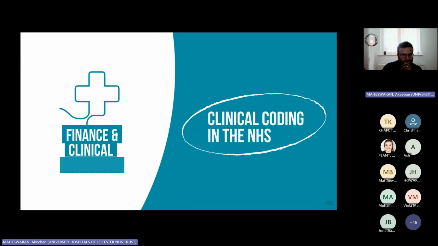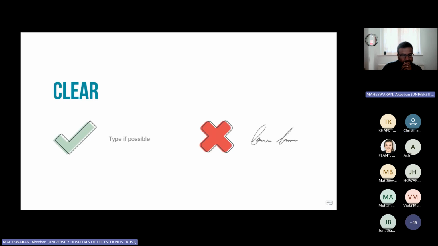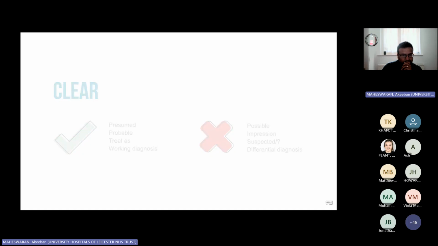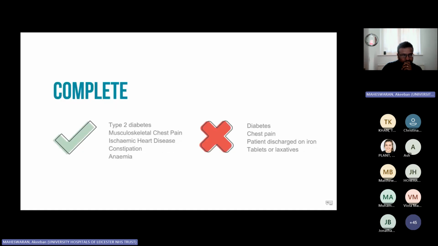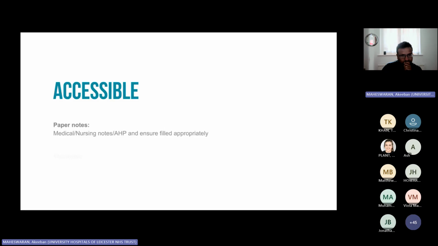Now we know how important accurate clinical coding is to NHS organisations. Here are some top coding tips. Clear: write clearly and legibly, type if possible. Use appropriate language. Check with your organisation, as some have agreements to accept certain terms. Complete: ensure all diagnoses and procedures are recorded in detail. Document all relevant comorbidities. Understandable: abbreviations and shorthand cannot be coded. Coders are not allowed to interpret investigations or numbers. Accessible: make sure the coding team know where key information is recorded.